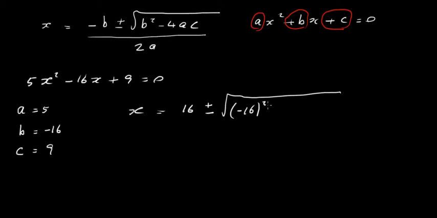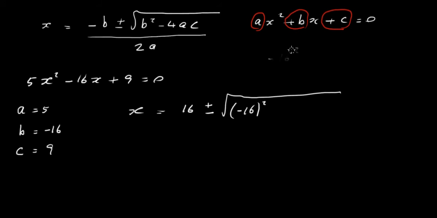Put it in brackets because remember you're squaring this minus as well. You're not only squaring the 16. If you write it like this, that's a different answer altogether. Here you're only squaring the 16. Here you're squaring the minus as well. Remember b includes the minus, so you've got to square the minus as well.